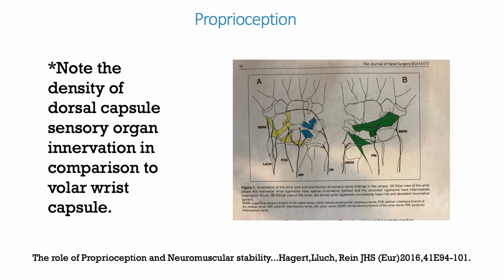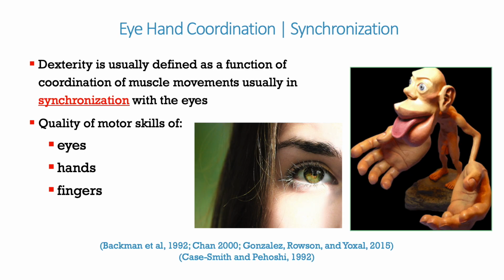Note the density of dorsal capsule sensory organ innervation in comparison to the volar wrist capsule in this diagram. And of course, eye-hand coordination is very important to the sequence of look, reach, grasp, control, and release. Eye-hand coordination is a huge topic beyond the scope of this presentation.